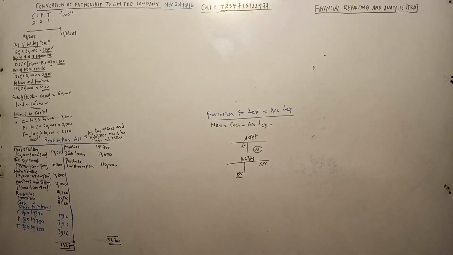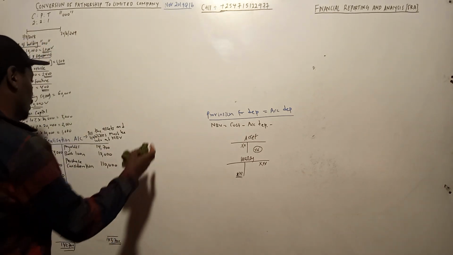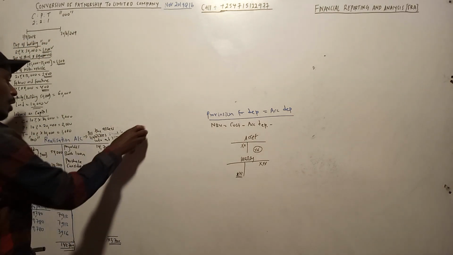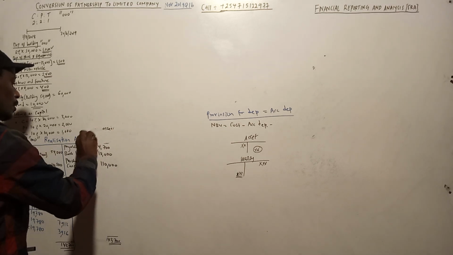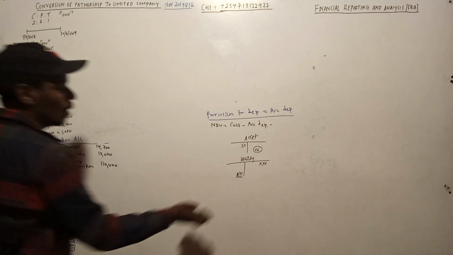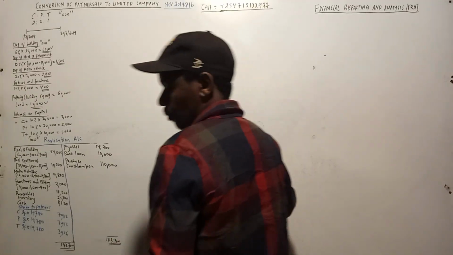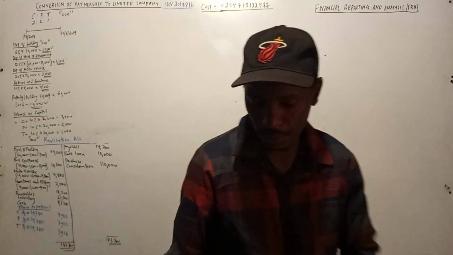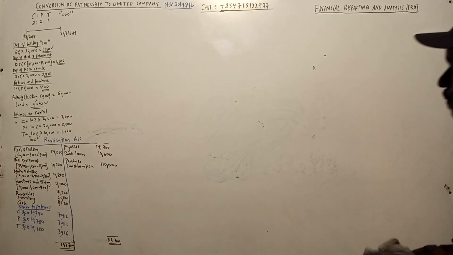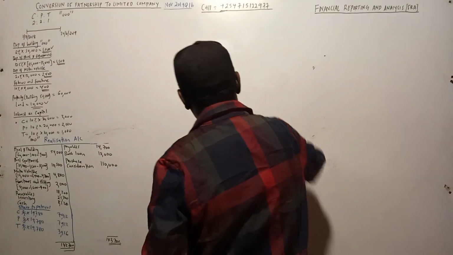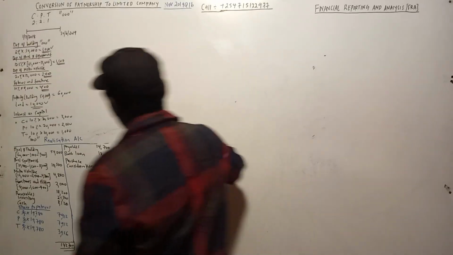So that's how you prepare the realization account. Remember, this account is there just to help you come up with the share that will be transferred to the partners' capital accounts. So let's go to the next item.